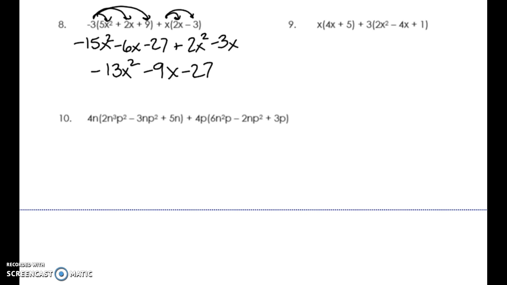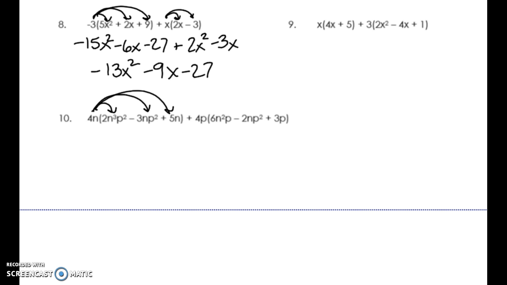Let's look at number 10. This is the complicated one. Okay. I'll go through this one with you. Now you also have 2 sets of parentheses. So you're gonna have to distribute twice. But now you also have 2 different variables. There's n's and there's p's. So when I distribute, I'm going to distribute this 4n through to everything in that first set of parentheses. I'll start with just that first set of parentheses. So if I distribute that 4n through, I have 4n times 2n to the third p squared.